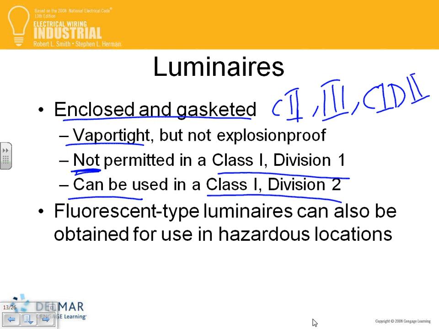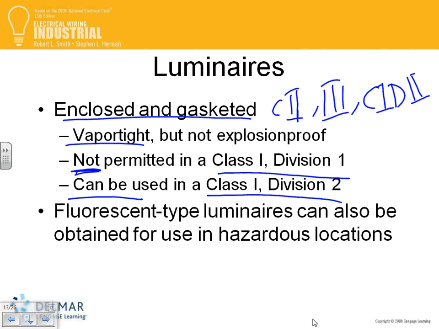The gasketed. If you are to install a fixture in a Class 1 Div 1 location, that fixture has to be explosion proof. Other than Class 1 Div 1, you don't need explosion proof. So you need an enclosed and gasketed fixture. It looks like explosion proof, but it's not; it's a cheaper piece of equipment, basically.